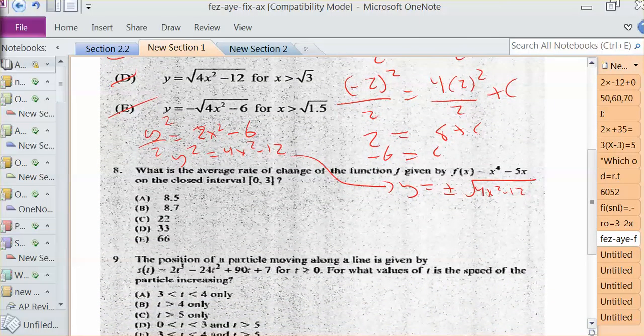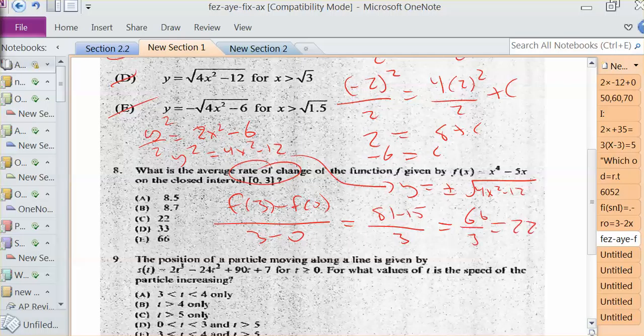Average rate of change, not average value, just average rate of change, is simply f of 3 minus f of 0 over 3 minus 0. Again, you don't get a calculator, but you guys can handle it. F of 0 is 0, f of 3 is going to be 81 minus 15 over 3, 6 over 3, that's 22. So you get C for number 8.